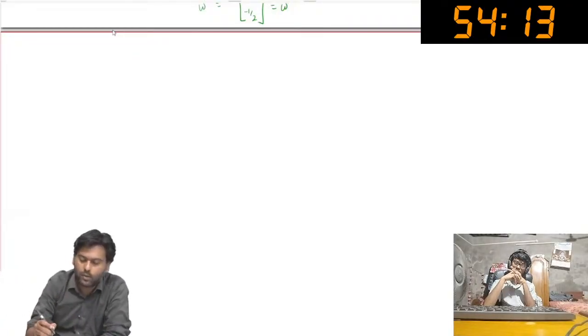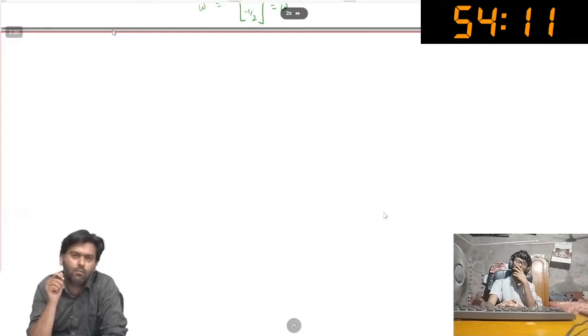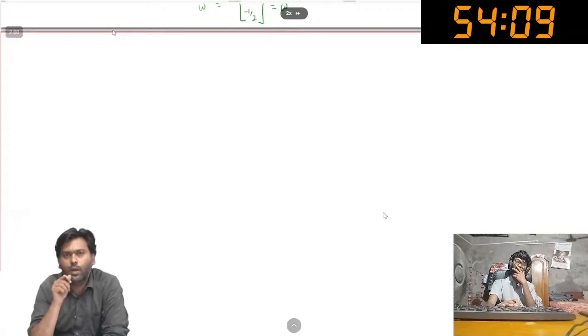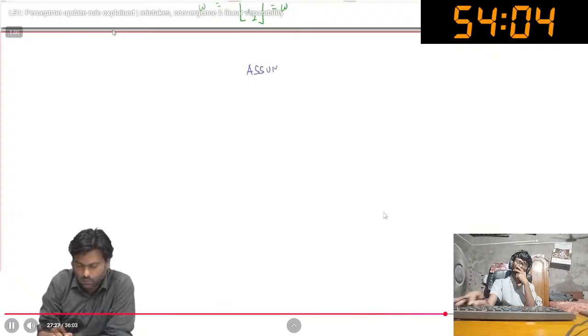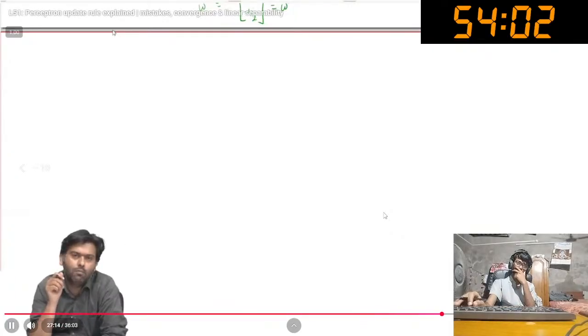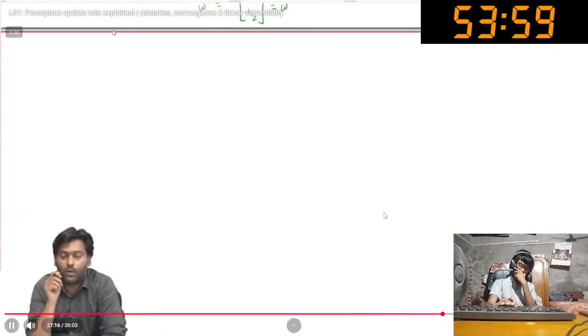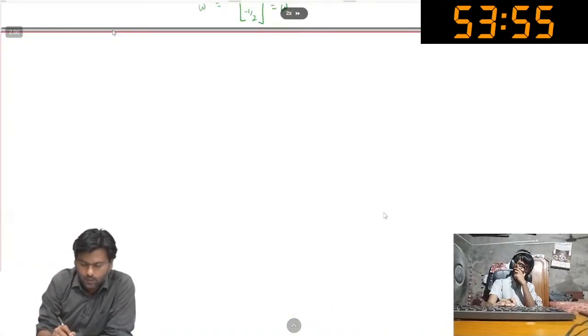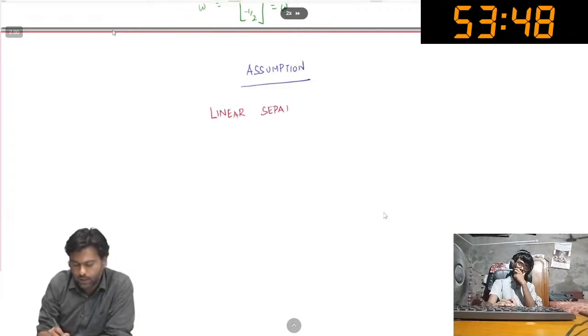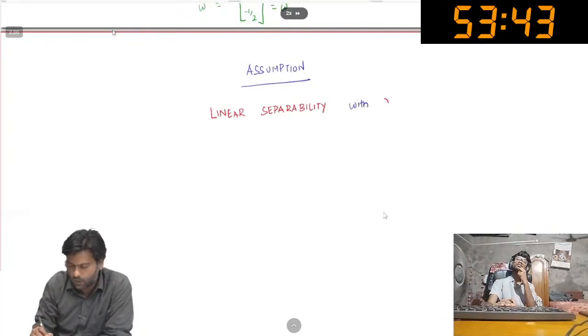So what do I mean by that? Let's make the assumption under which perceptron will work well more precise. So here's the assumption. This is a very fundamental assumption, and it's called linear separability. We are saying that the data set is going to be linearly separable, but with a twist: with gamma margin. This is the assumption that I'm going to make.